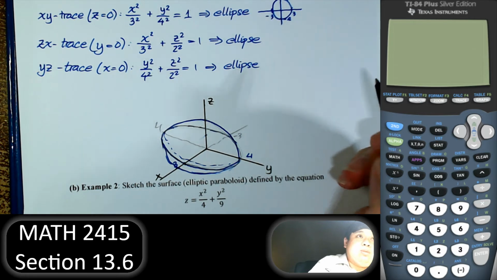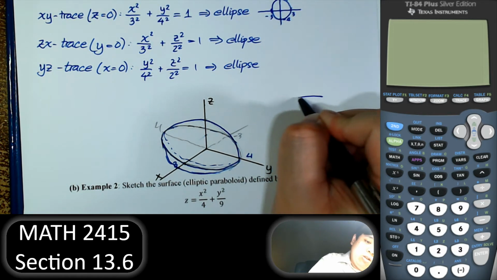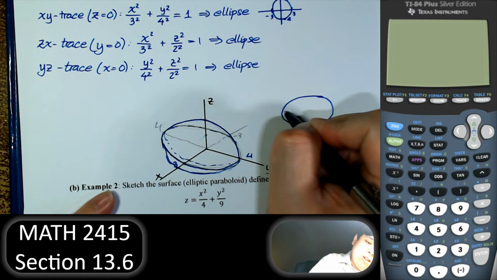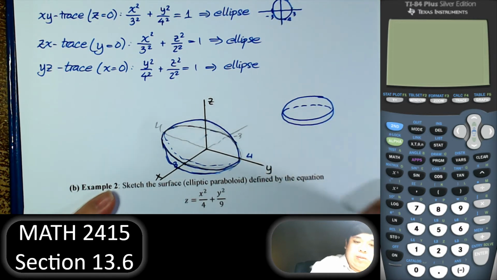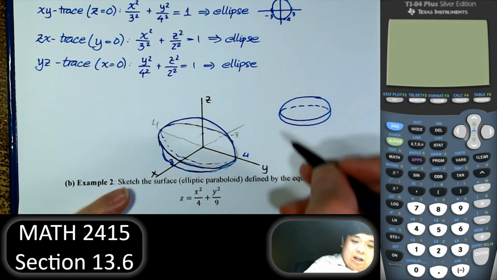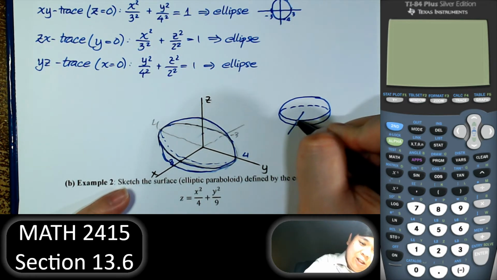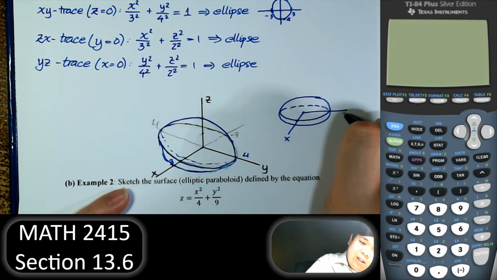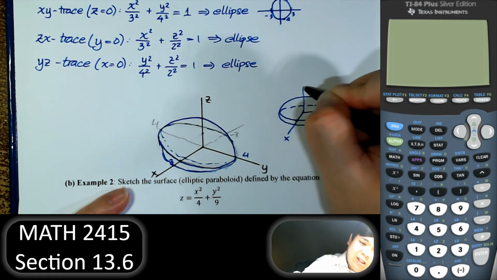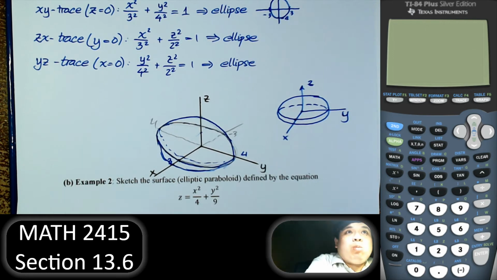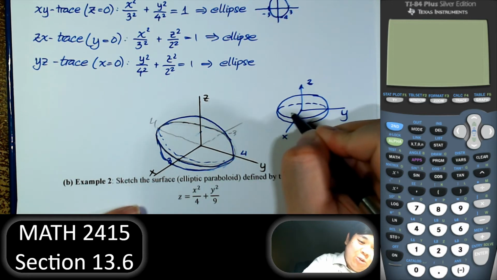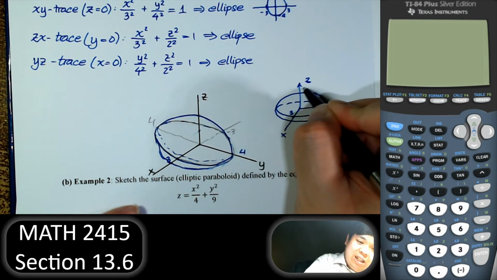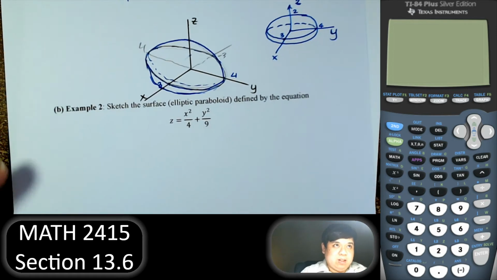So it is an ellipsoid. Usually it would be better if we just draw an ellipsoid like that first. X, y, and z. So that will probably look a lot better than trying to fit into the axis. But it intercepts the x at 3, y at 4, and z at 2. So that's what we have for an ellipsoid.